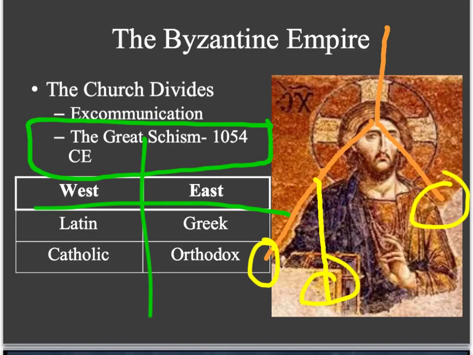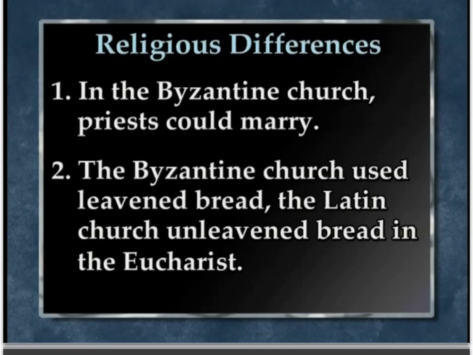In the Latin Church, or the Western Church, they speak Latin, and they're called the Catholic Church. And in the East, they speak Greek, and they're called the Orthodox. You may have heard of the Greek Orthodox Church. That's where it comes from, right? Greece is in the eastern region when we're talking about it being split. Some other differences: in the Byzantine Church, priests could marry. That wasn't the case in the Catholic Church. And the Byzantine Church used leavened bread, while the Latin Church used unleavened bread when doing the Eucharist.